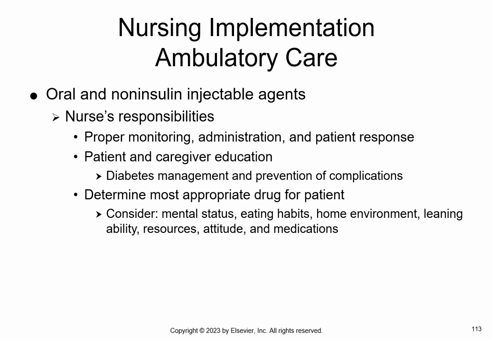Patient teaching is essential. Some patients may assume that their DM is not a serious condition if they're only taking a pill to treat it. Teach the patient that OAs help manage glucose and prevent serious long and short-term complications. So we have to determine the most appropriate drug for the patient, and in doing that, we've got to consider their mental status, eating habits, home environment, learning ability, resources, attitudes, and medicines.